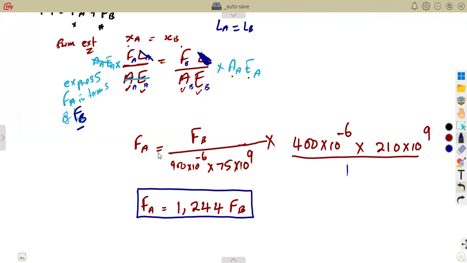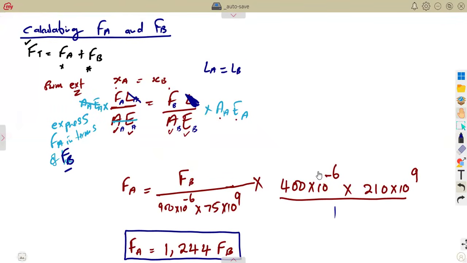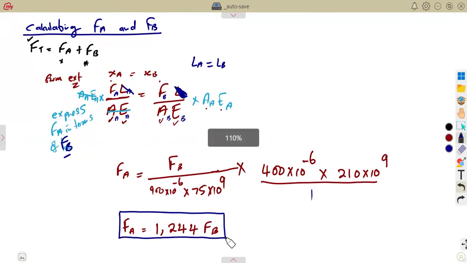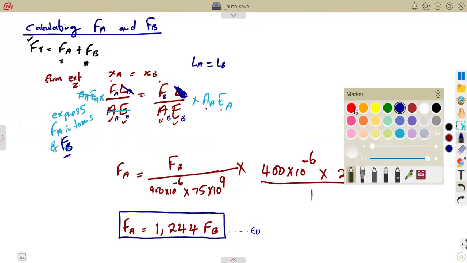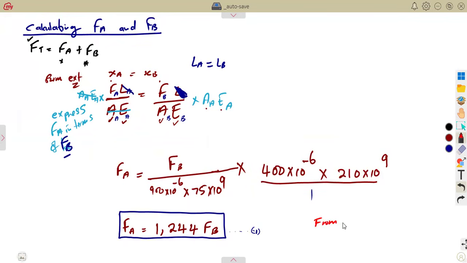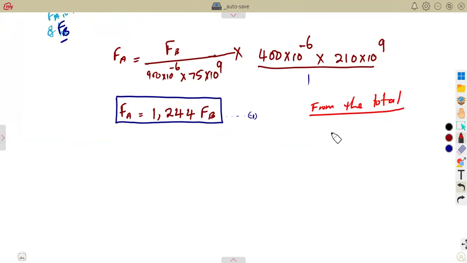So how is it going to help us to calculate these forces? It is going to help us because before we can have this as an equation, you can just say this is our equation 1. Before we said the total is equal to what? Let's go back to the total of the forces. From the total, we saw that in parallel, the total of the force is to add the two, F at A plus the F at B.